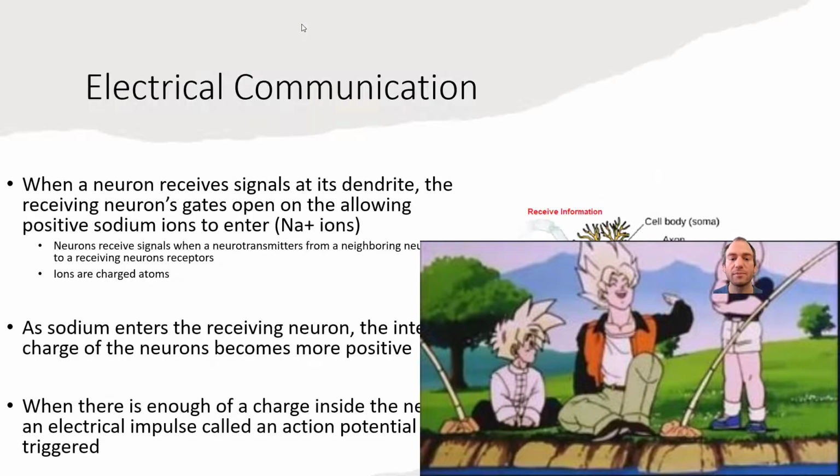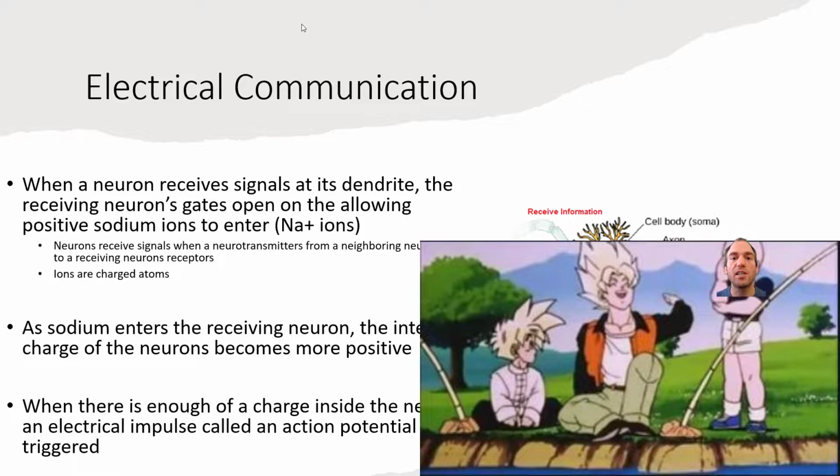between neurons. Bringing back up that figure we had in the previous slides and expanding on this a little bit, when a neuron receives signals at its dendrite, again, the dendrite is like your cell phone receiver, you're receiving information, that's where the neighboring neurotransmitters are attaching to. The receiving neuron's gates open, allowing positive sodium ions to enter. Neurons receive signals when a neurotransmitter from a neighboring neuron binds to a receiving neuron's receptors. Ions are charged atoms. So this is basically what I've already stated. The neurotransmitter binds to the dendrites of a neighboring neuron, which then allows these different ions with different charges to enter that neuron.